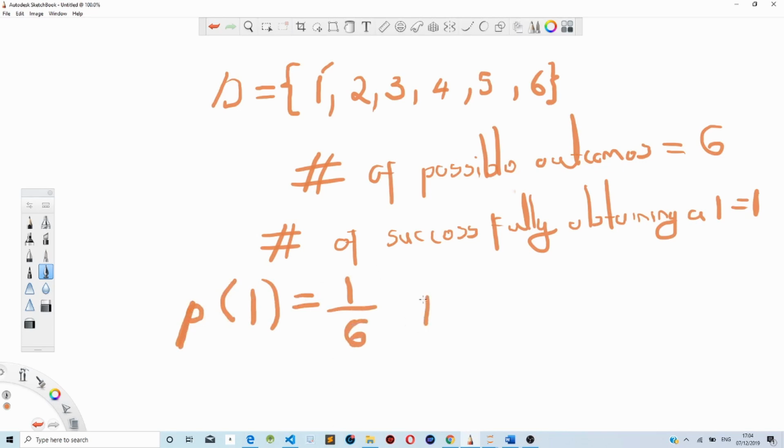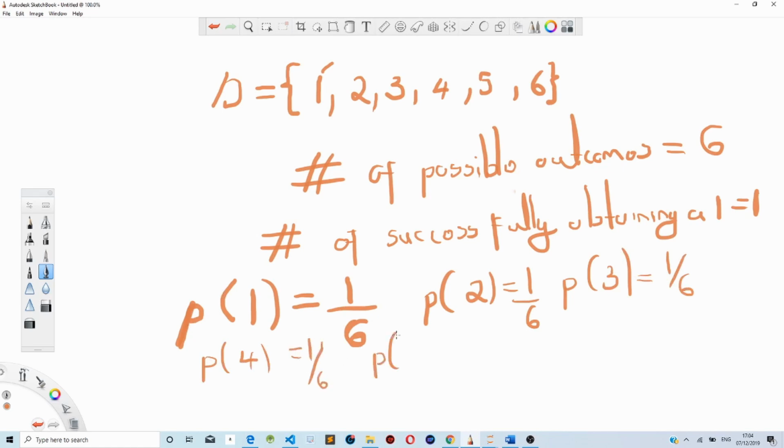And also the probability for us getting a 2 is equal to 1 over 6. The probability of us getting a 3 is equal to 1 over 6. And then the probability of us getting a 4 is also equal to 1 over 6. And the probability of us also getting a 5 is also equal to 1 over 6. And the probability of us getting a 6 is equal to 1 over 6.